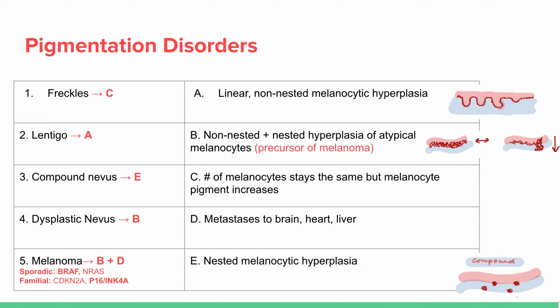Okay, freckles. So if you guys remember, freckles, they're seasonal, right? They can come and go. With freckles, the number of melanocytes stays the same, okay? The only thing that's increasing is the pigment within the melanocytes.